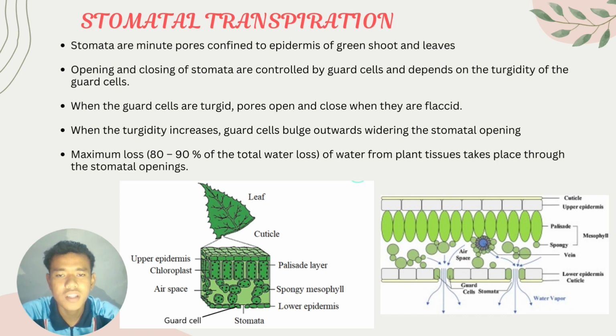Lastly, stomatal transpiration. Stomata are minute pores confined to the epidermis of green shoots and leaves. Opening and closing of stomata are controlled by guard cells and depend on the turgidity of the guard cells. When the guard cells are turgid, pores open, and they close when they are flaccid. When the turgidity increases, guard cells bulge outwards, widening the stomatal opening.